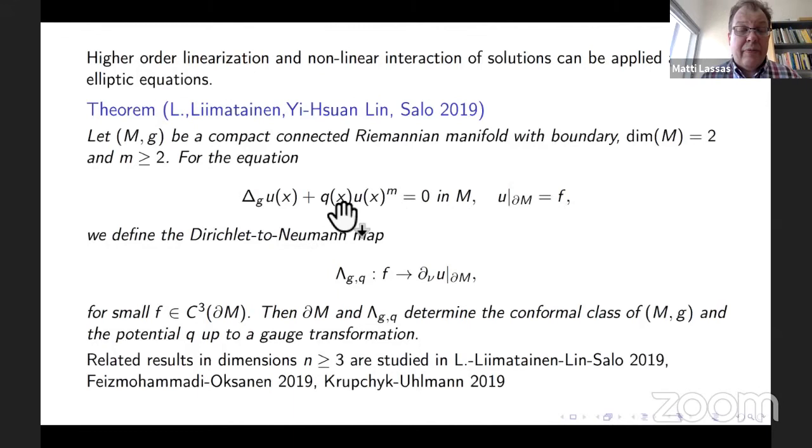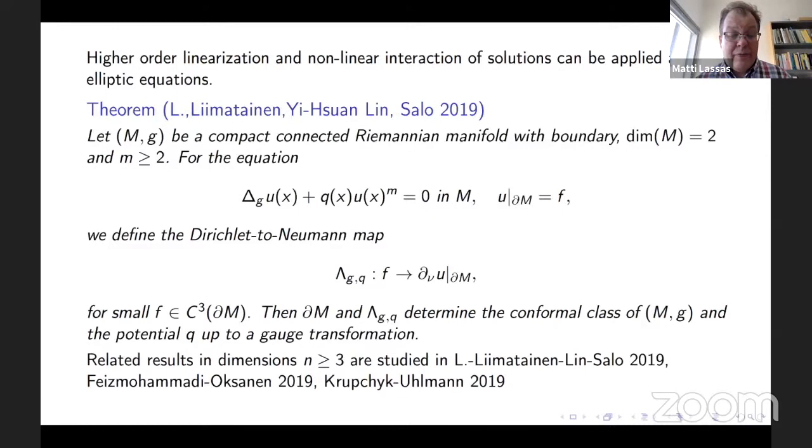Then if you consider the Dirichlet-to-Neumann map for small boundary values f, then we can show that knowing only the boundary and the Dirichlet-to-Neumann map, we can determine the manifold, we can determine the conformal class of the metric and the potential Q up to a gauge transformation. So this is the two-dimensional result.